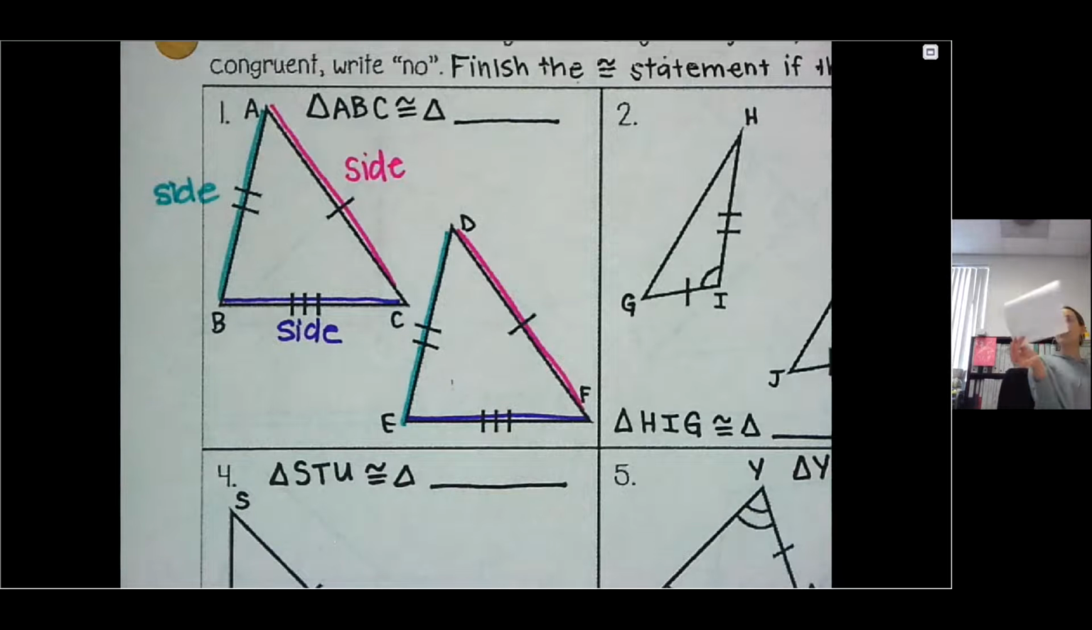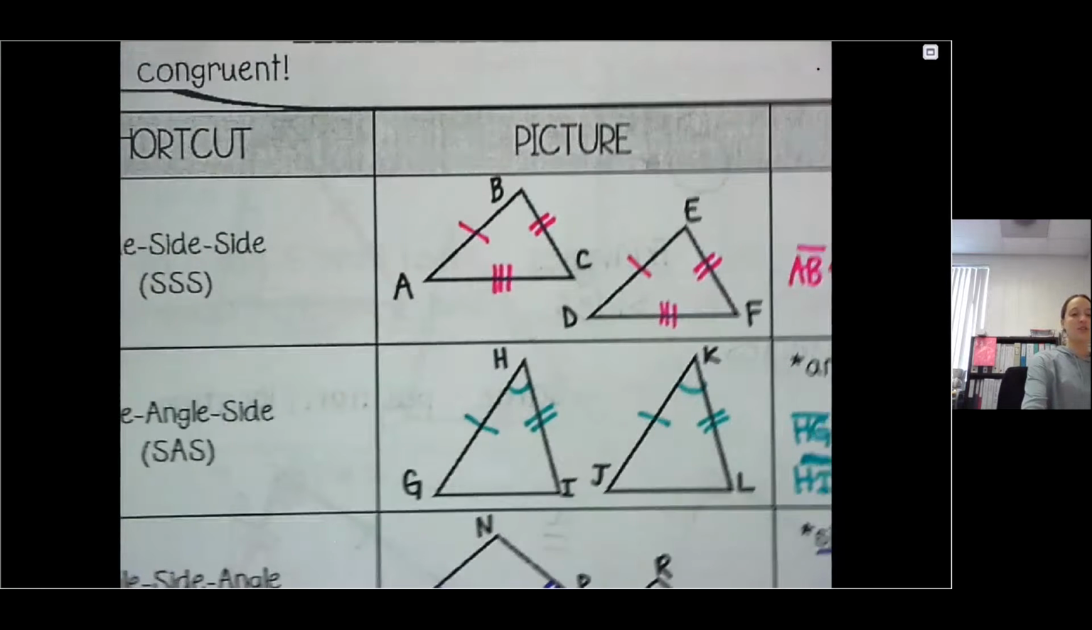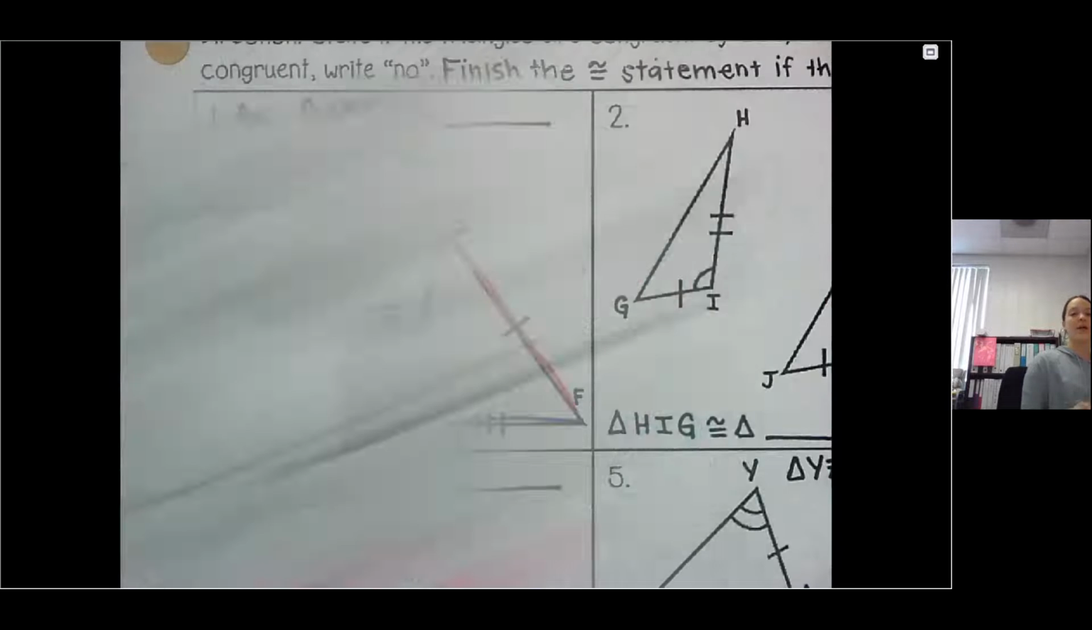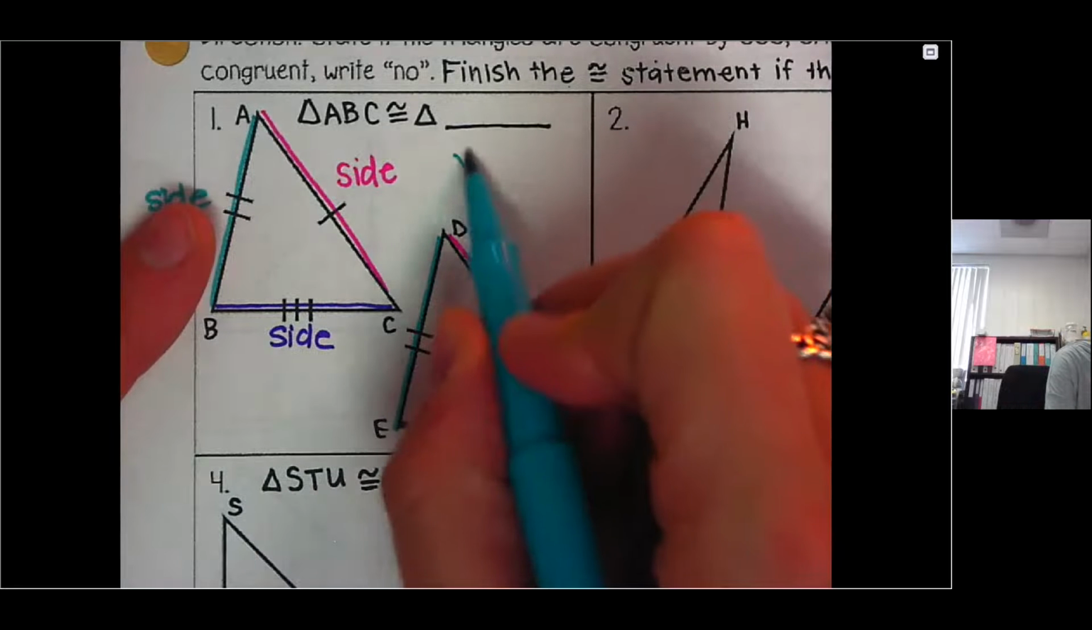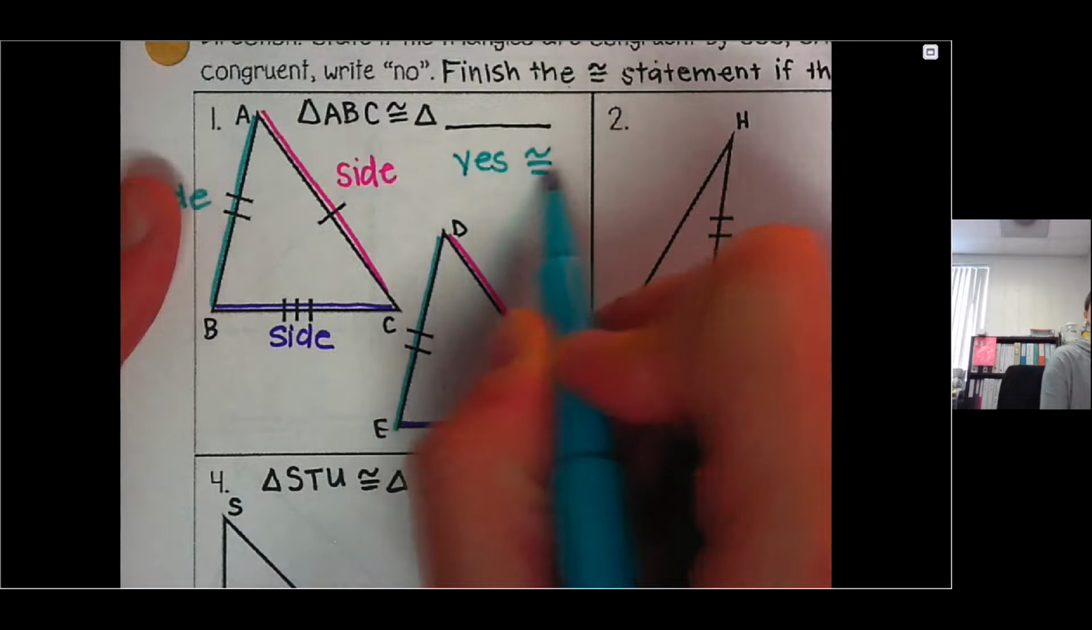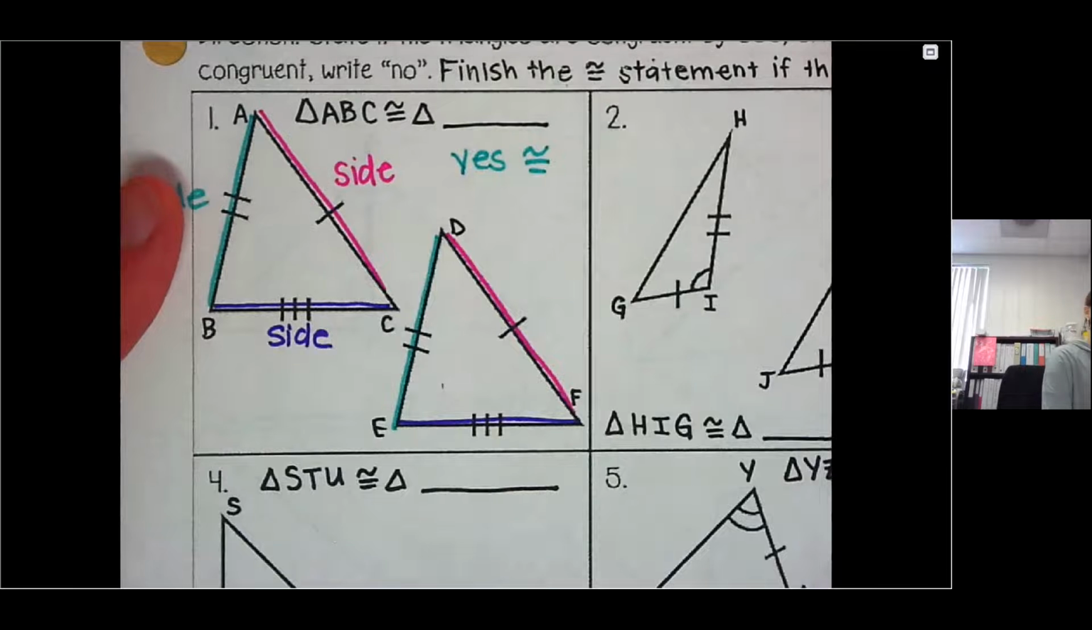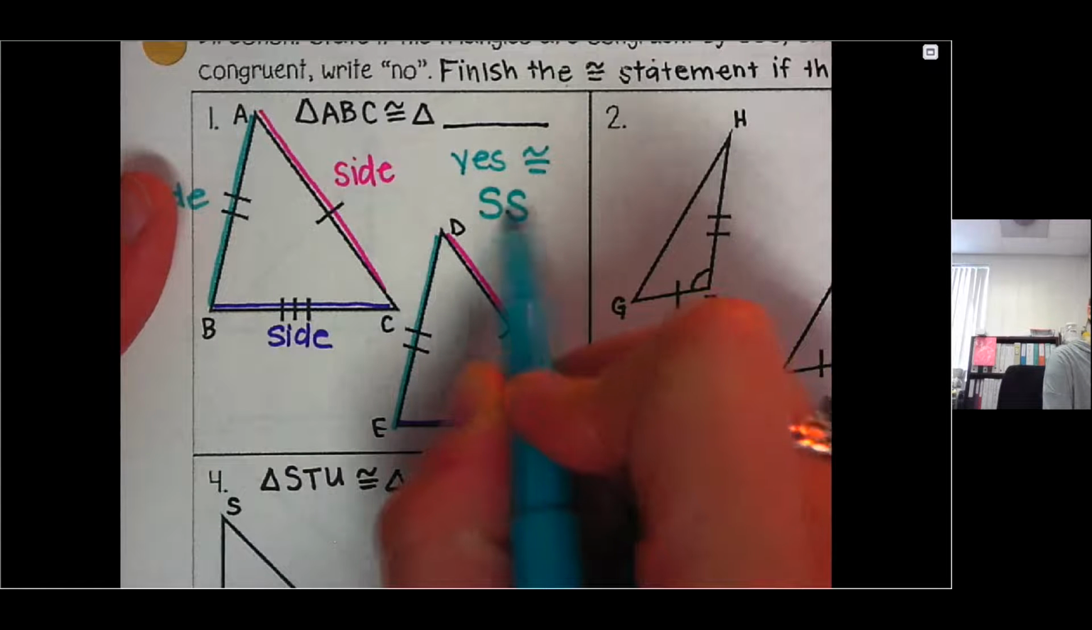So now go to your shortcuts, go to your pictures. Does this look like one of the shortcuts on your paper? Yes, it does. Which one does it look like? SSS. Yep. Side, side, side. So it looks exactly like that one. So the question is, are they congruent? Your answer is yes, they are congruent. Or you can just put a congruent symbol, it's fine. You do have to tell me which theorem, side, side, side.